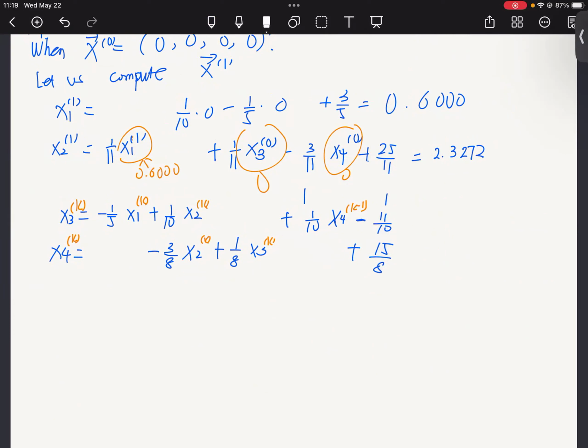On the left-hand side, it is still the first iteration, so it's 1, and the k here is still 1. This is the first iteration result.